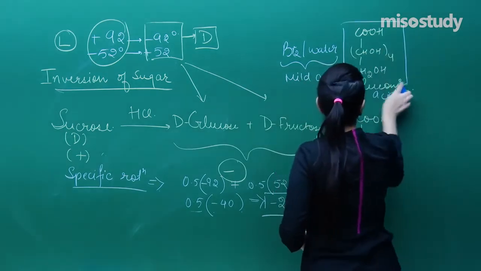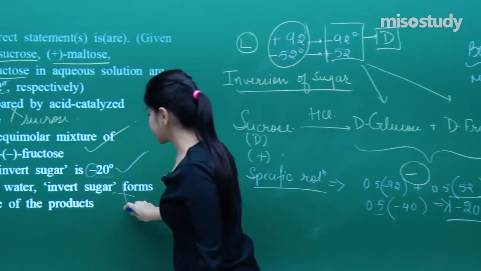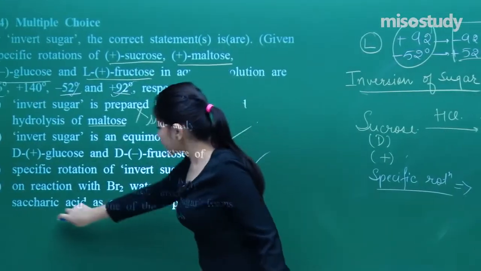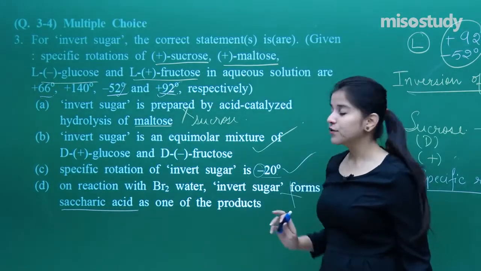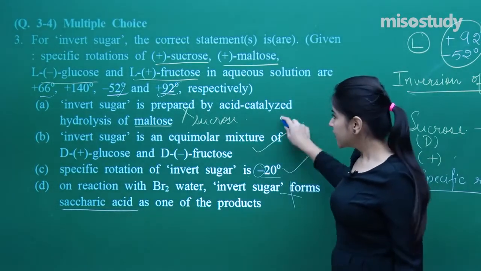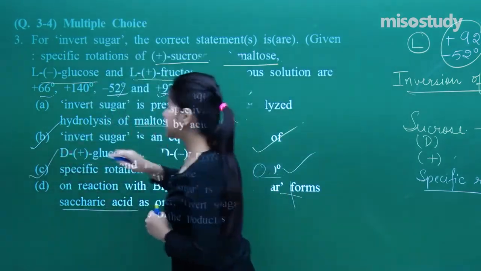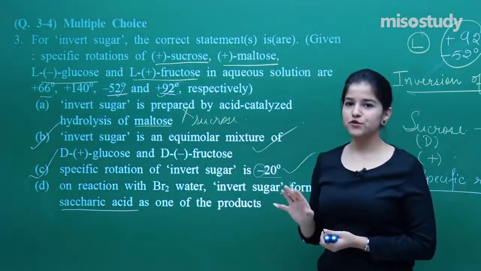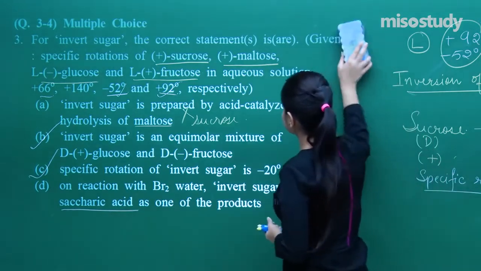So I hope everybody has recalled the reaction. Now let us just tick up the option. This is also incorrect now, because it says that we get saccharic acid as the product for bromine water reaction. So that is not true. I hope everybody has got the answers here. B is correct and C is correct. So that is what we need to do here. Let's now move on to the next question.